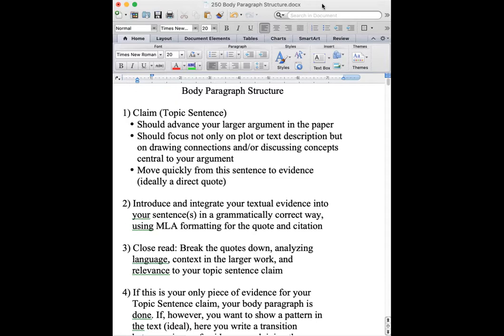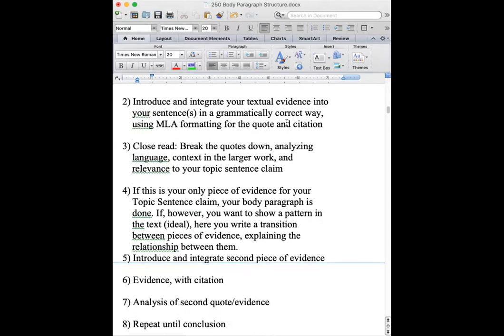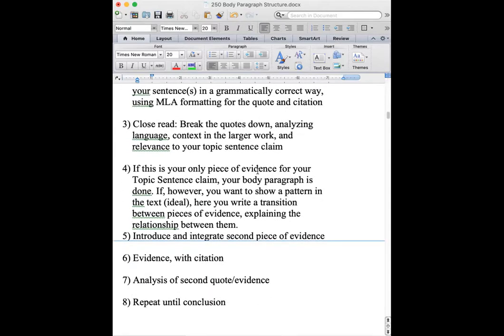Okay, if that's the case, then what you're going to want to do is write a transition, right? That's going to explain the relationship between your first piece of evidence and your second piece of evidence. That may be as easy as similarly or likewise, but very likely you're going to have to, again, give a little bit more context.